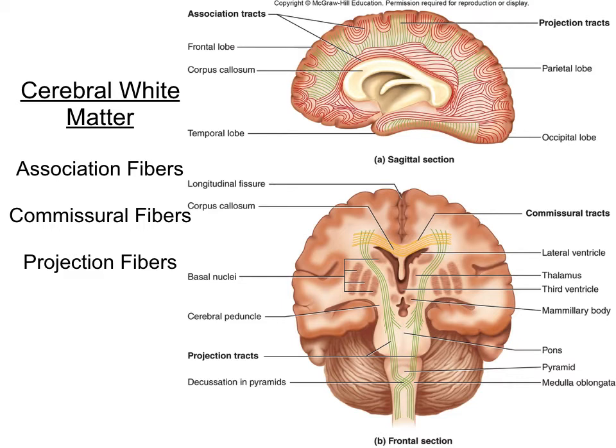For example, do you remember way back in the medulla oblongata, I mentioned the pyramids, and that in the pyramids you have corticospinal tracts. These tracts contain axons coming from the cerebral cortex, heading through the brain down into the spinal cord. They're a perfect example of projection fibers.